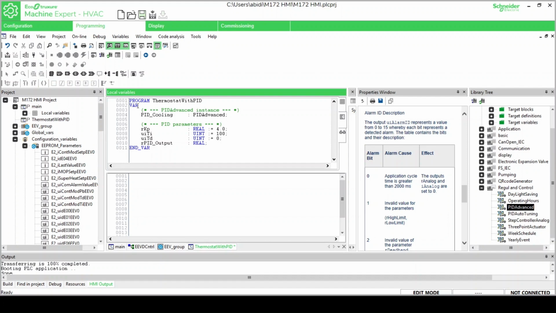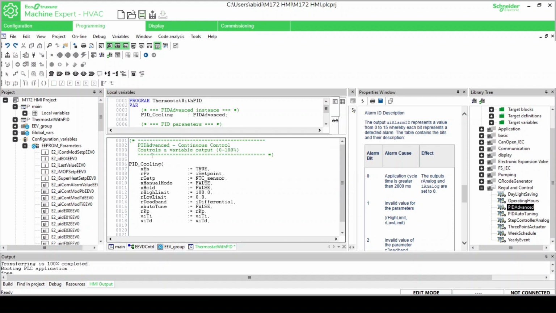The core of the program is the PIDAdvanced function block call. The controller is enabled using xEN equals TRUE. This activates the PID controller during every PLC cycle. The process variable is connected using rPV equals iSetPoint. This represents the reference value used by the controller. The setpoint input is connected using rSP equals NTC_sensor. This variable represents the measured temperature from the NTC sensor.